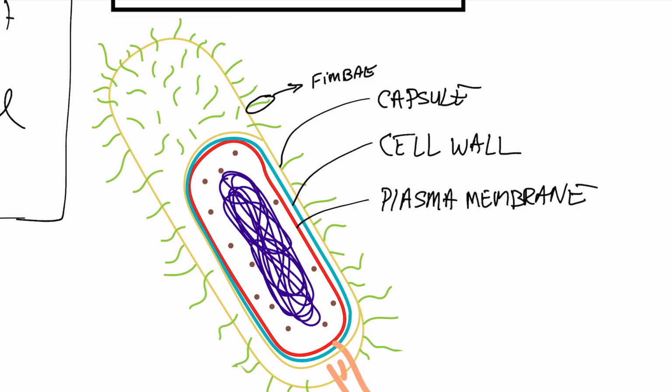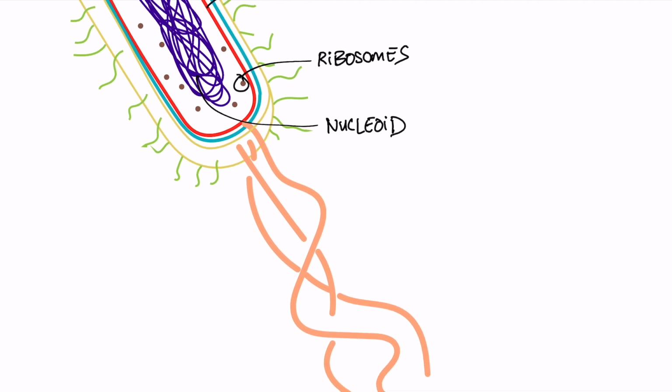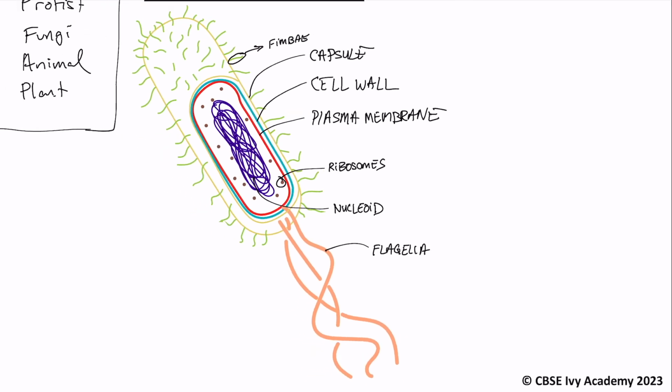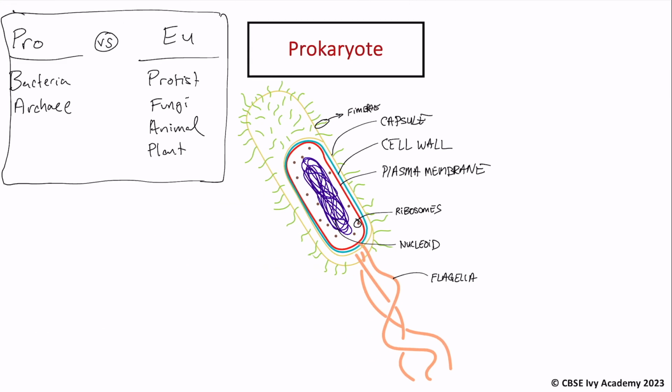In brown, what do you think these components are? Yep, ribosomes. They're involved in protein synthesis. In purple here, we have the nucleoid, which is the genetic material of the prokaryote. And lastly, in orange, we have the flagella, which is made from flagellin and is involved in cell motility. So those are the basic components of the prokaryote.